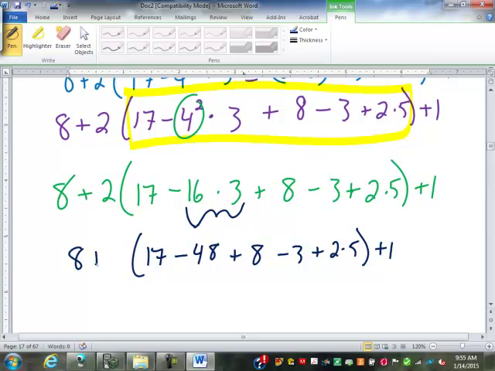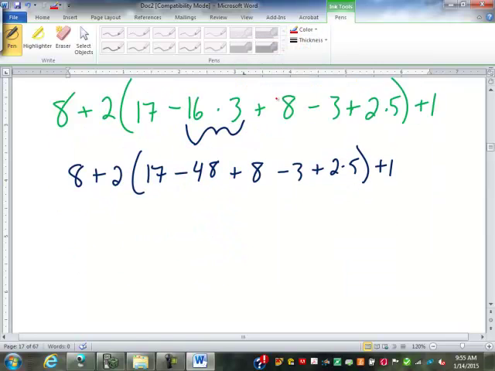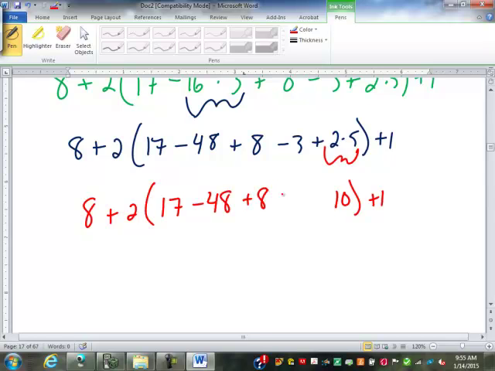Everything else stays the same. Next would be 2 times 5, which is 10. It is.